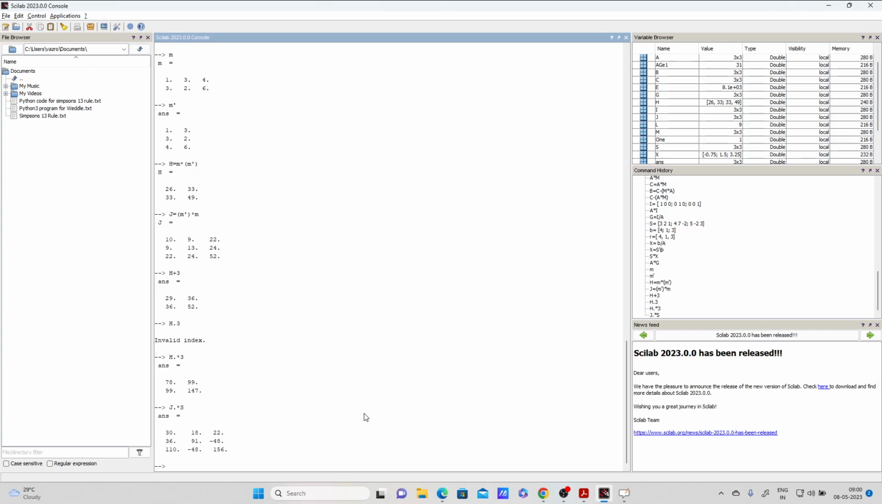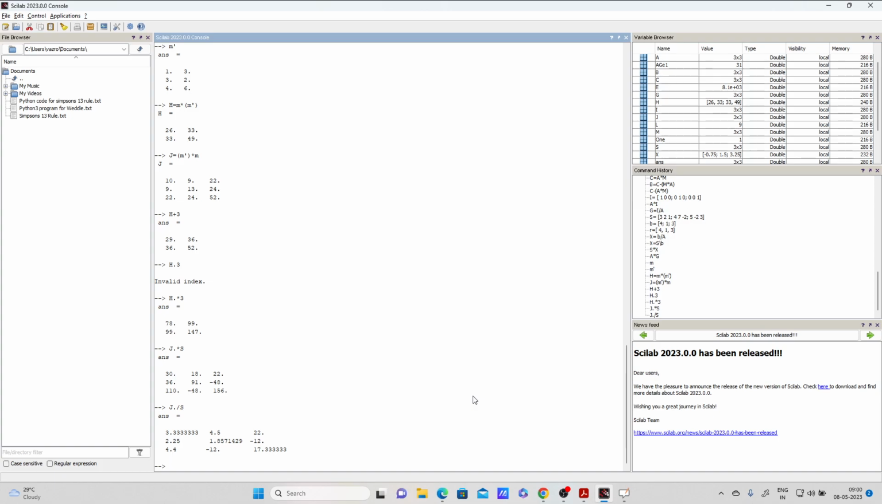That is how this term by term multiplication is done, and you can also define term by term division like this, capital J dot slash S. What has happened is it has done term by term division here. Each term A11 is divided by B11, A12 is divided by B12 and so on. Term by term division of matrices. So these are all the basic commands which we had in matrices.